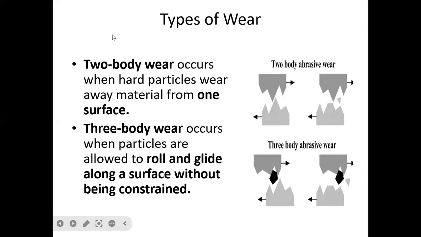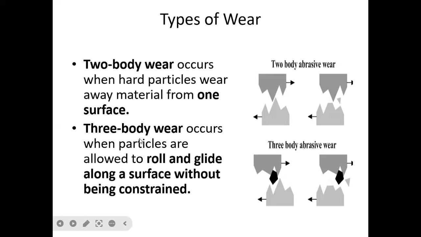So to illustrate the two, which are under the category of abrasive wear, we have here: two body wear occurs when hard particles wear away material from one surface. So we have body 1, body 2 rubbing against each other until we have a damaged part that's being removed in a particular system. So this is your two-body wear.